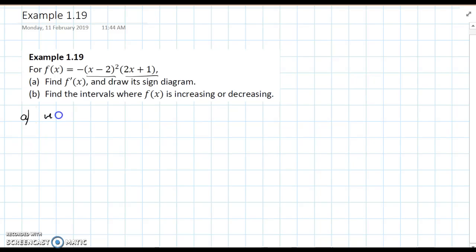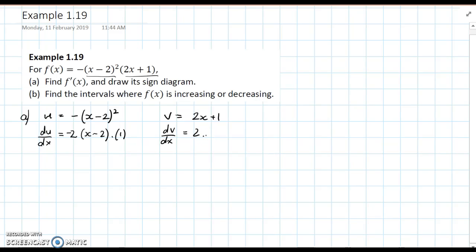So listing out our variables, we're going to have u equal to negative (x take 2) squared and v equal to 2x plus 1. The first is going to be needing to use the chain rule because of the function within the function. It shouldn't be too complex because the derivative inside the brackets is going to be just 1. And the derivative of the second is just going to be 2.